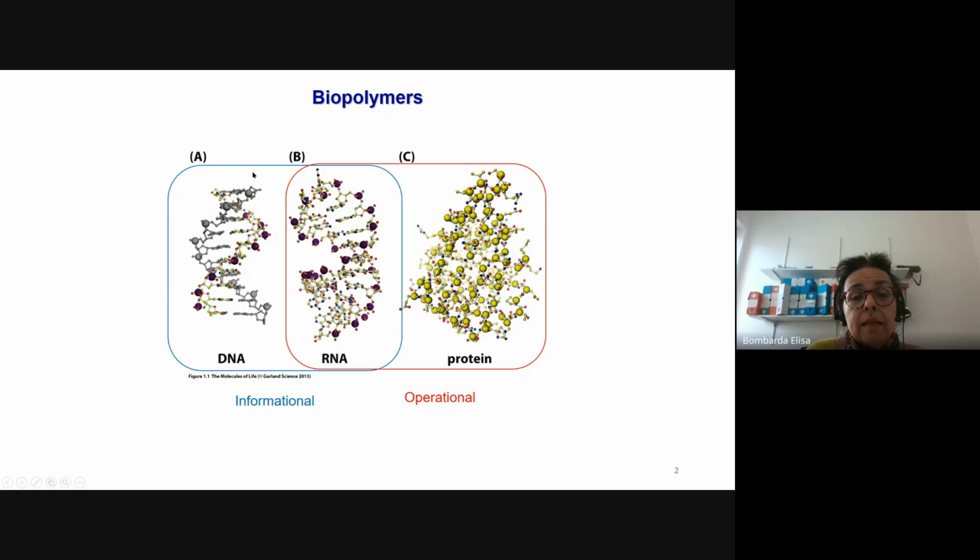So the nucleic acids have the informational task. In particular, DNA provides the genetic material. Then RNA is practically the message that allows transferring the information in order to synthesize proteins. So they are actually related in this molecule too. And the proteins have the operational function, so they are the factory of life. They do everything in our body.